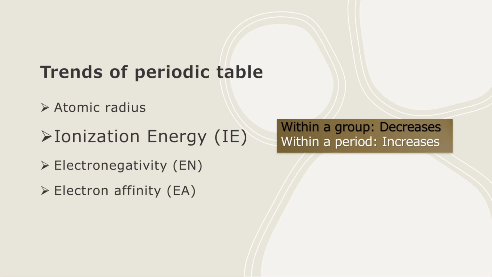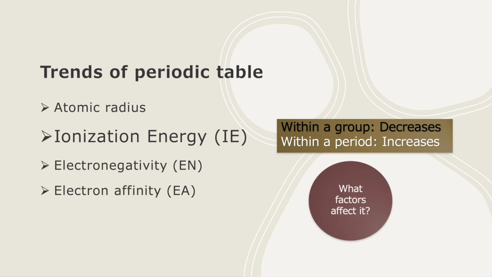Okay, now what are the factors that affect it? Nuclear charge is one of them. The more protons in the nucleus, the stronger the attraction between the nucleus and the electrons. If we have higher nuclear charge, it means higher ionization energy because it requires more energy to overcome this attraction.